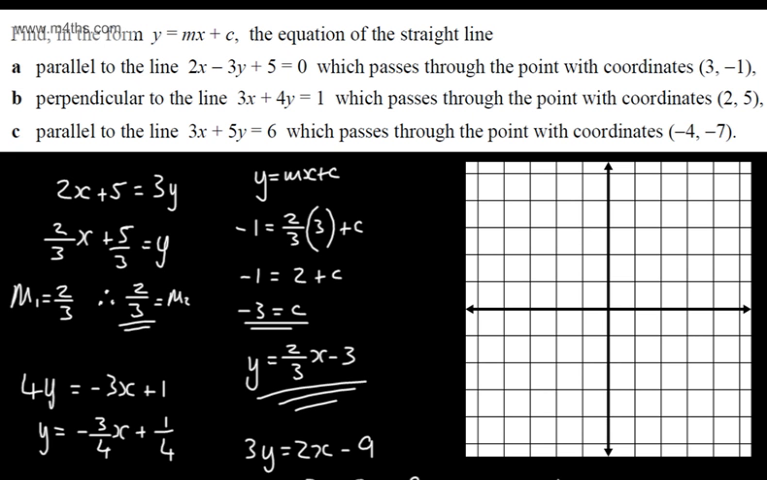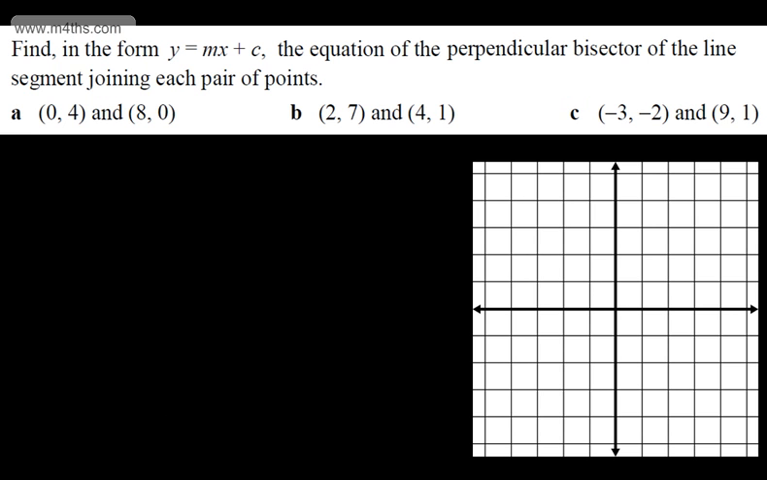Okay, I think what we'll do to finish is do a couple of questions that might be beyond the scope of the course, but could be interesting nonetheless. We need to find, in the form y is equal to mx plus c, the equation of the perpendicular bisector of the line segment joining each pair of points. So perpendicular, so that's going to be at right angles. Bisector means cut in half.